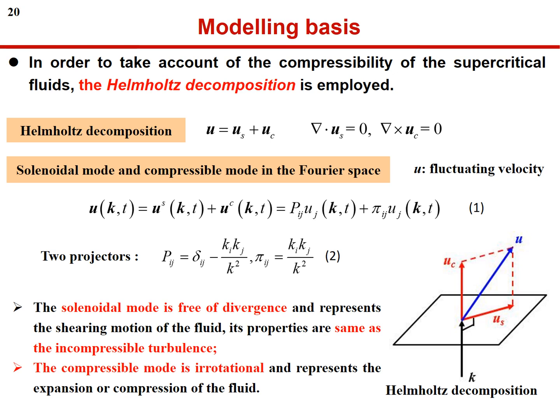In order to clearly show the relationship between the solenoidal mode and the compressive mode, we transform them into the Fourier space as is shown in the figure. The velocity vector of compressible turbulence could be divided into two components. One component is parallel to the wave number vector, and the other component is perpendicular to the wave number vector. Thus, in mathematics, we obtained two projectors in Fourier space, P and pi, to describe the relationship between the solenoidal mode and the compressible mode.